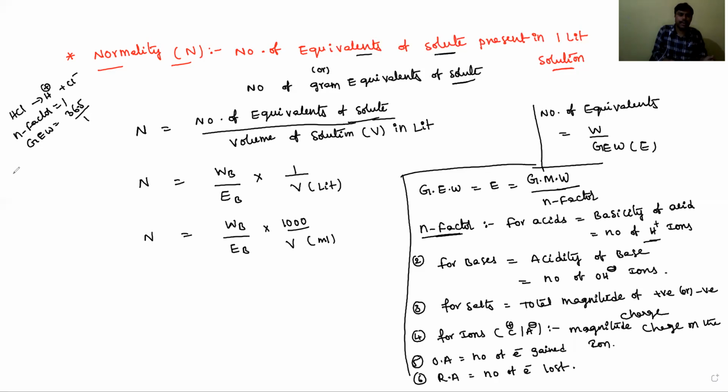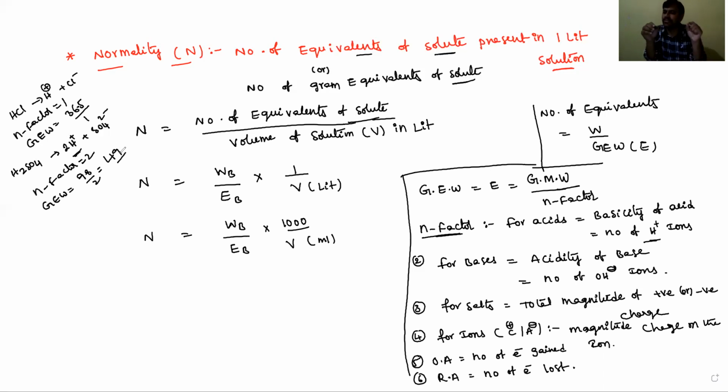In the same way, H2SO4 is a dibasic acid. It will be ionized to give 2H plus ions plus SO4 2 minus. That's why it can produce 2, meaning its N factor is equal to 2. Then its gram equivalent weight is equal to the H2SO4 gram molecular weight, 98, divided by 2. We simplify, and the value comes to 49. This is the way we calculate gram equivalent weights.